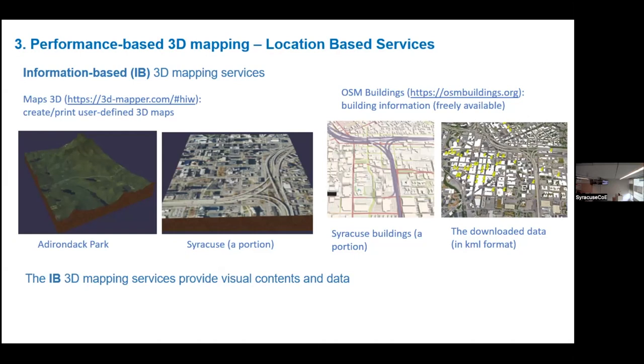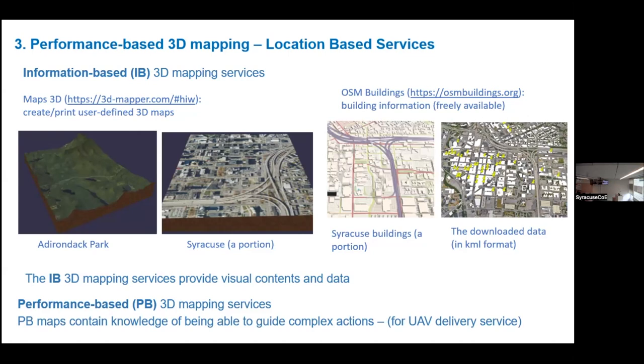But the limit here is that if you want to do more, you cannot use this map. In my case, I'm talking about UAV service. Let's say if I want to fly a UAV, this map cannot tell me where to fly and whether I can fly or not. So that leads to this performance-based 3D mapping service. What does that mean? We want to provide maps based on information-based maps, but with more information that can directly guide people's decisions. That is, where can I fly the UAV? Is a given area of Syracuse worth flying a UAV? All of this is very specific and can guide people's activities and actions.